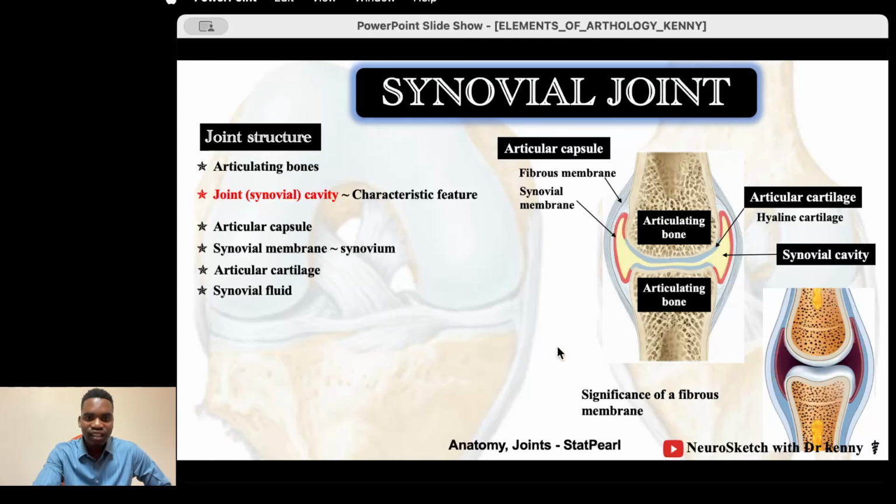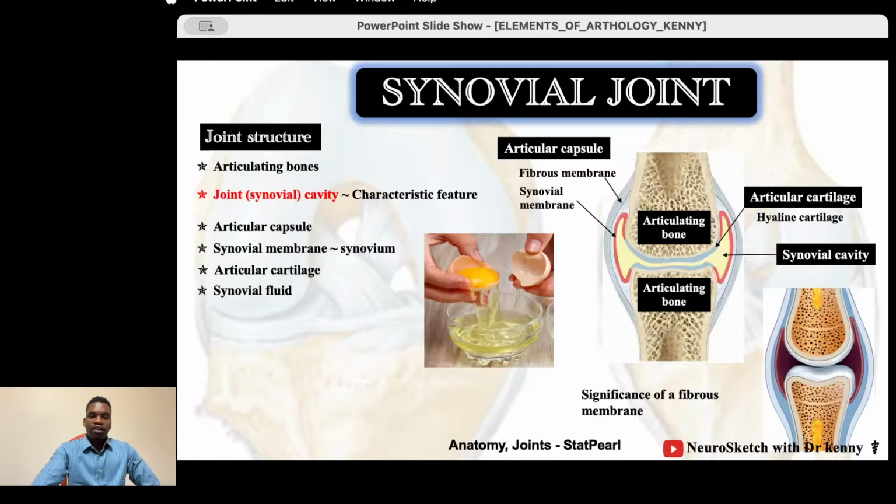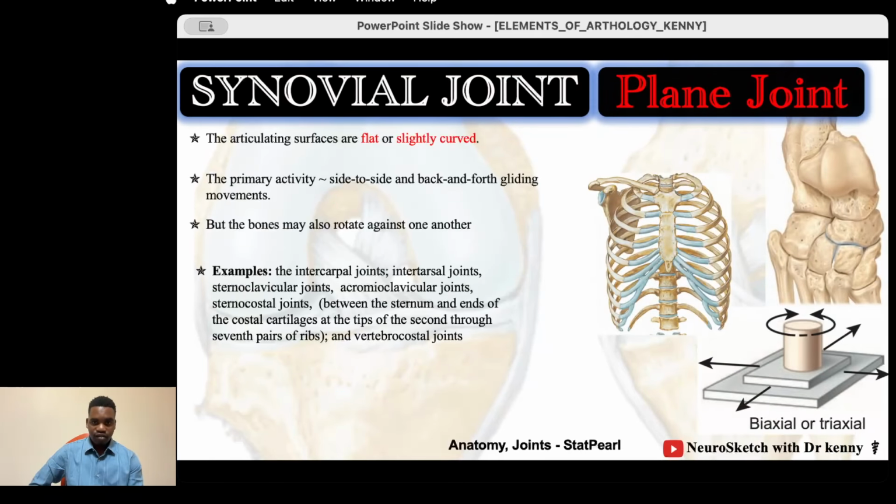So we know the articular cartilage is avascular. It does not have blood supply. So the nutrients and the oxygen are all coming from the synovial fluid. The synovial fluid also provides a chemical environment for the joint. The chemical environment, the nutrients, the oxygen, and all that is from the synovial fluid.